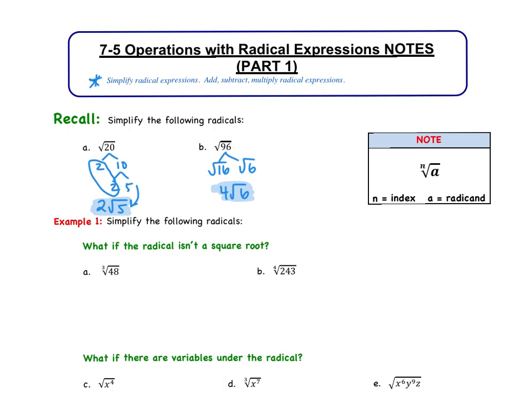And what we're going to be looking at today is other radicals. If we look at example 1, it says simplify the following. What if the radical isn't a square root? We can see in part A, this is not a square root. It has a 3 on the outside. This is a cube root. That changes everything. So before we jump into that, let's look at this note at the top.